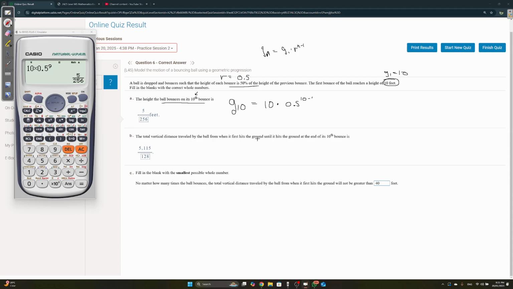The total vertical distance traveled by the ball from when it first hits the ground until it hits the ground on the 10th bounce is what? So now they're asking us for the sum, the total distance. So we're looking at the sum of the numbers up until 10, right? So what's the formula? It's G1 times (1 minus r to the power of n) over (1 minus r). Let's start substituting. So 10 times (1 minus 0.5 to the power of 10, since we're looking until the 10th bounce) over 1 minus, again, the ratio, which is 0.5. Do this on your calculator, and you get the answer.